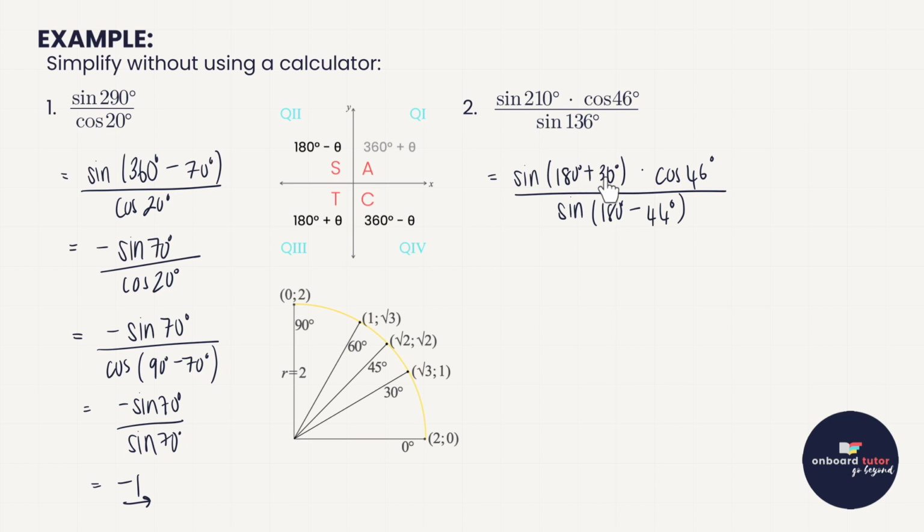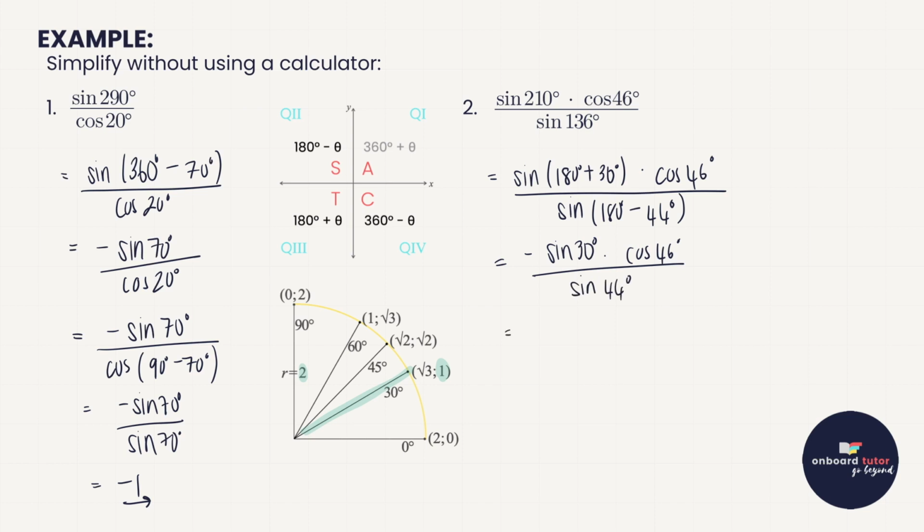In the 180 plus quadrant, that's down here, sine is negative. So that's going to reduce, and it's going to be minus sine of 30 degrees. Okay, 30 degrees is a special angle. So that is at least looking promising for us over there. We're going to take y over r when it comes to it. Okay, then we've got multiplying by cos of 46 over sine in the 180 minus quadrant. That's there, that's positive. So that's then sine of 44 degrees.